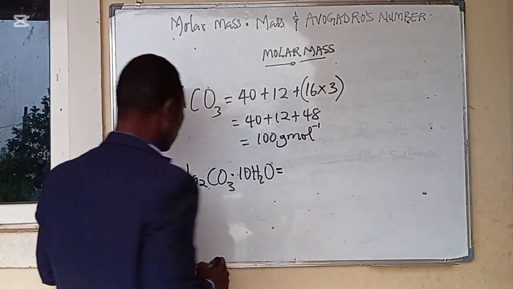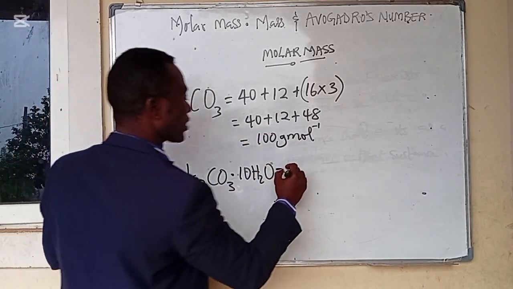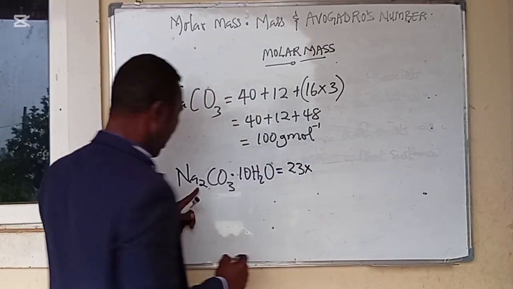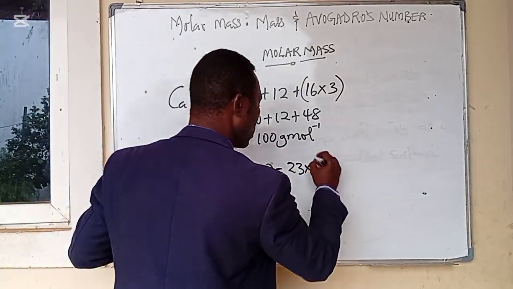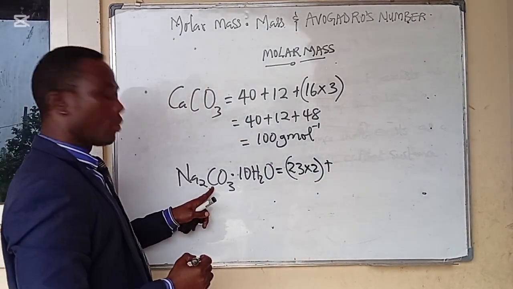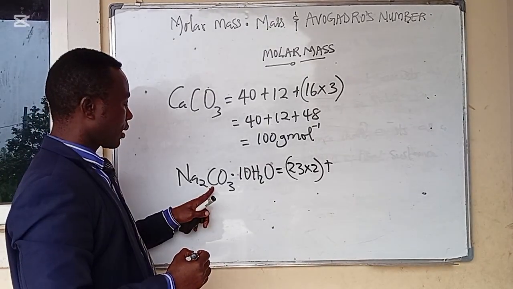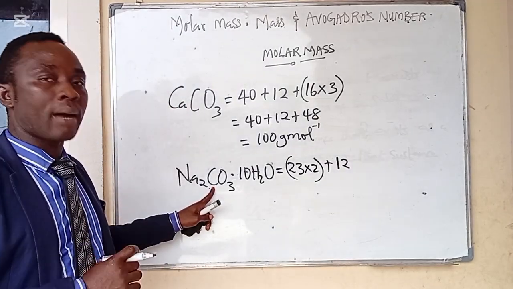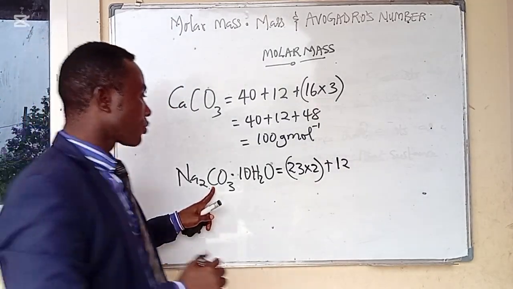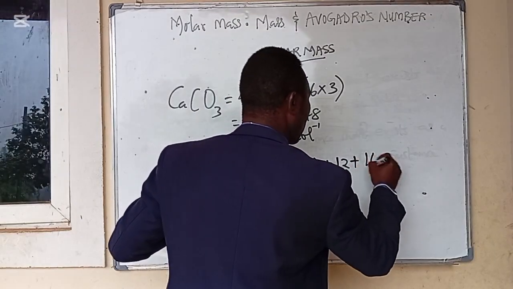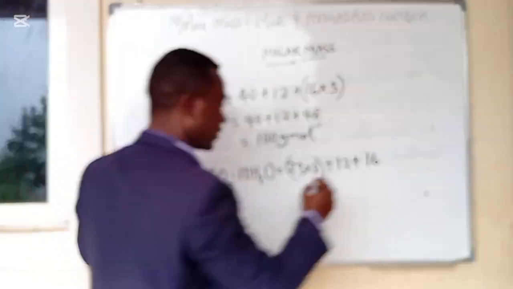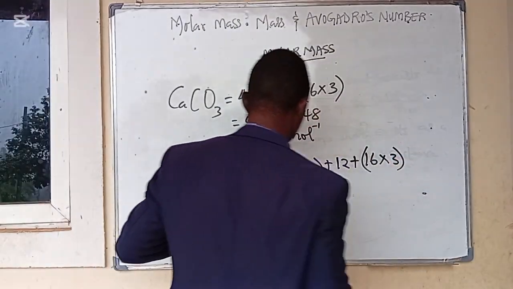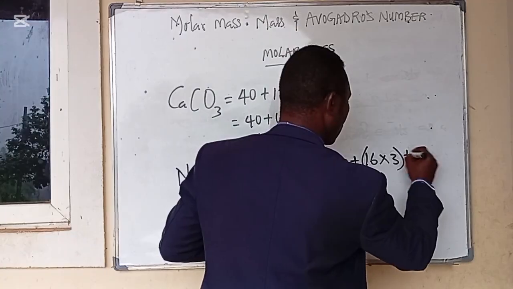Now, how do we get this? This will be equal to the atomic mass of sodium, which is 23 multiplied by the number of atoms, which is 2, plus the molar mass of carbon, which is 12. Remember, the molar mass of carbon is also the atomic mass of carbon, because carbon exists as an atom. Then plus the atomic mass of oxygen, which is 16, multiplied by the number of atoms of oxygen here, which is 3.